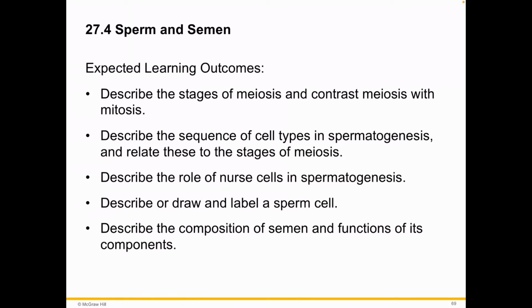Okay, so we're going to talk a little bit about meiosis, which I hope you went over before, especially with your biology class. So, meiosis, mitosis. We'll look at the cell types and spermatogenesis, which is the origin of sperm, right? During those stages, we'll describe what the nurse cells are doing during that time, how they're supporting those nascent, developing sperm. Hopefully, you could draw your own and label that same sperm cell on your own, and you can describe what all the components are of semen, as well as what they do, and how they are important.